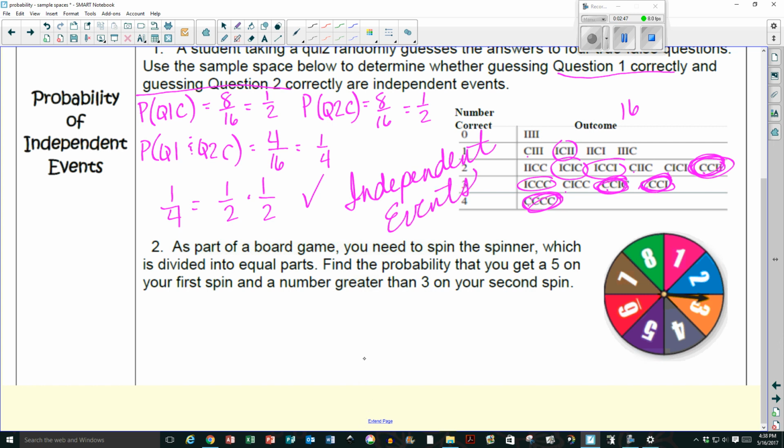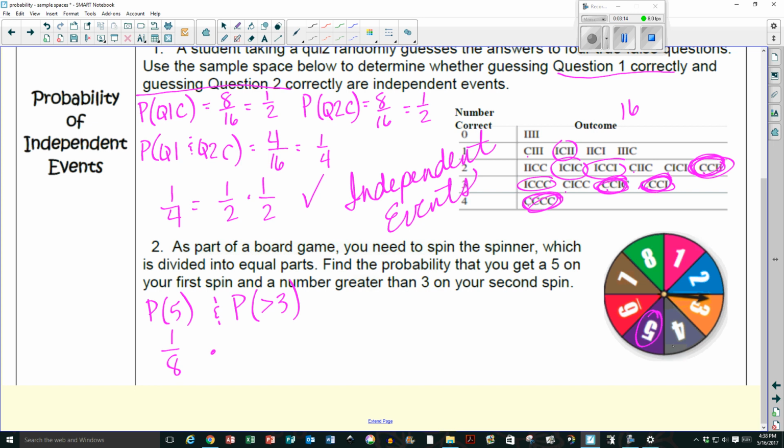Easy enough. All right, so now as part of the board game, we have 8 sections. And we want to find the probability that we get a 5 on our first spin, so the probability of a 5. And then I want the probability of a number greater than 3. So what's the probability of a 5? Well, there's 1 five out of 8 times.